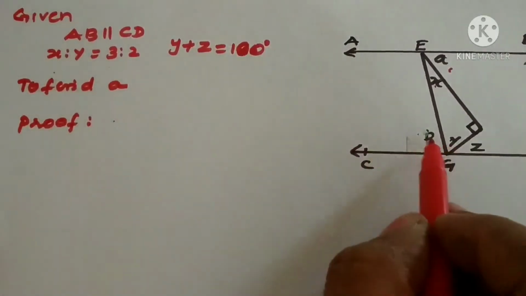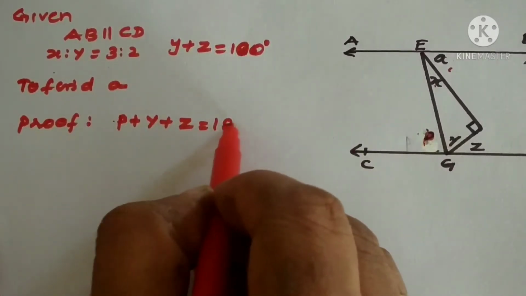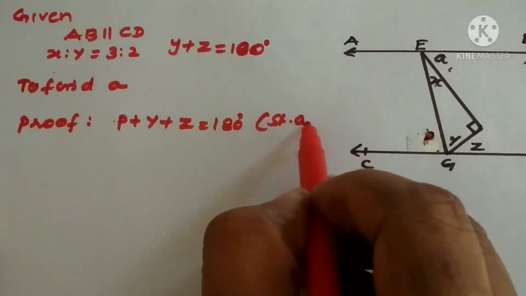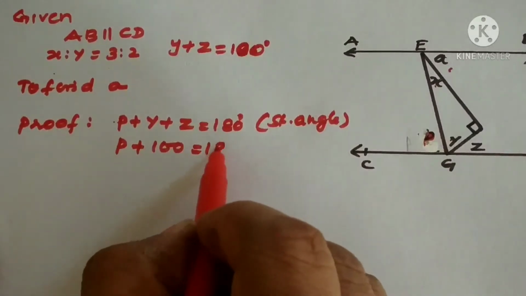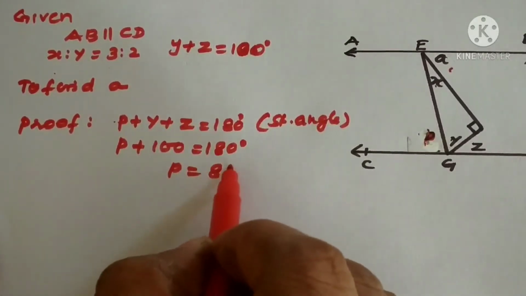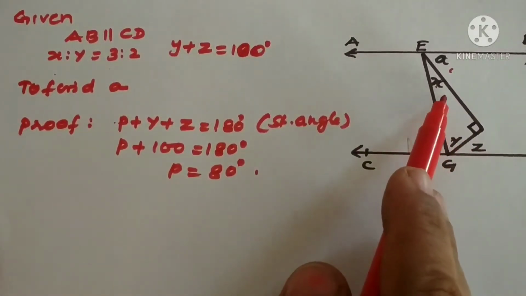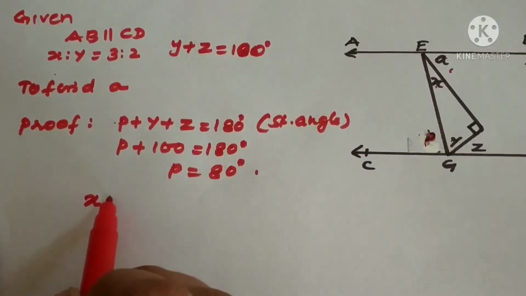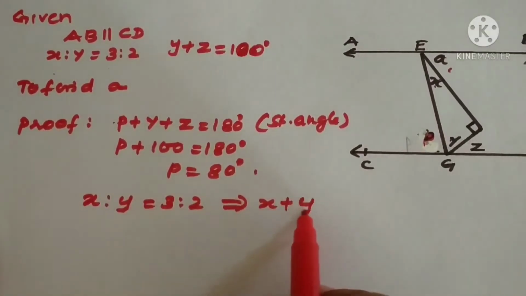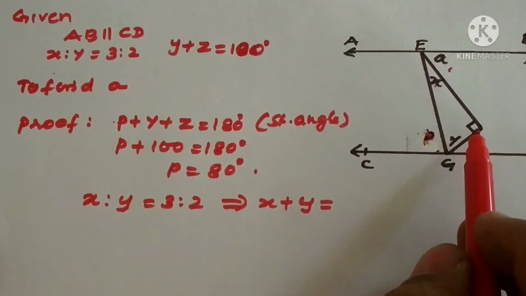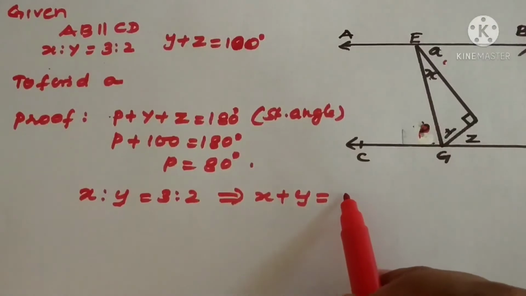P plus Y plus Z equals 180, straight angle. So P plus 100 equals 180. P equals 80 degrees. Next, X and Y are given. X is to Y equal to 3 is to 2 implies X plus Y equals 90, because this angle is 90. So we can write here it is 90 degrees.